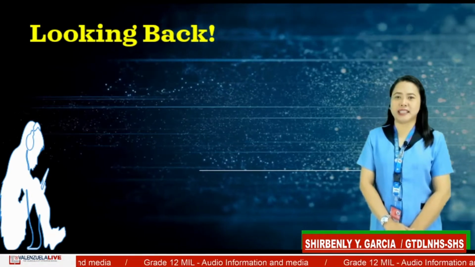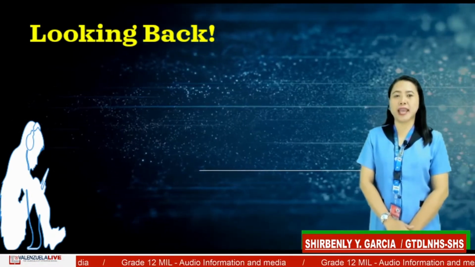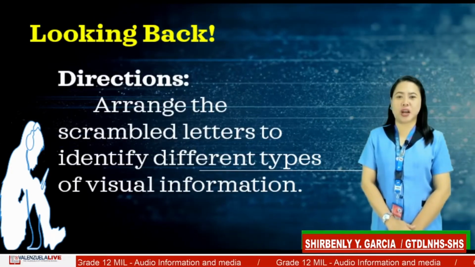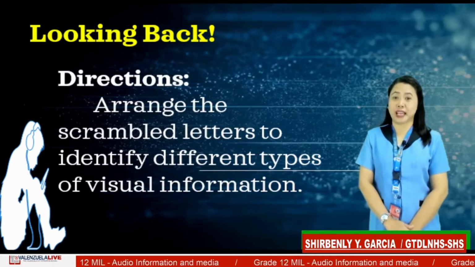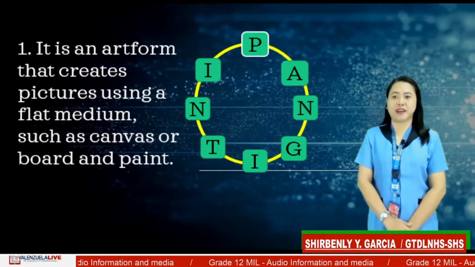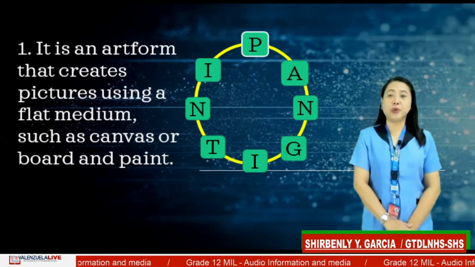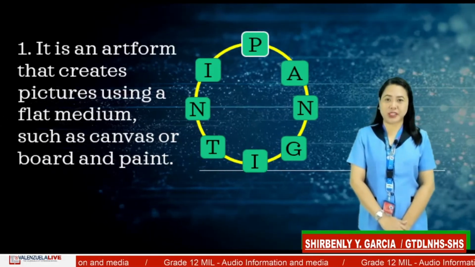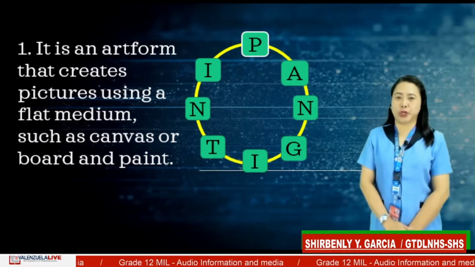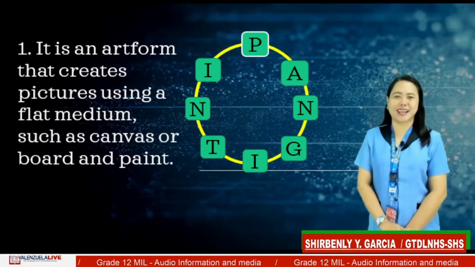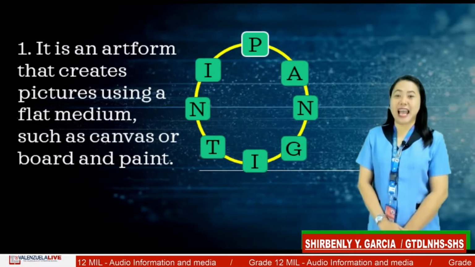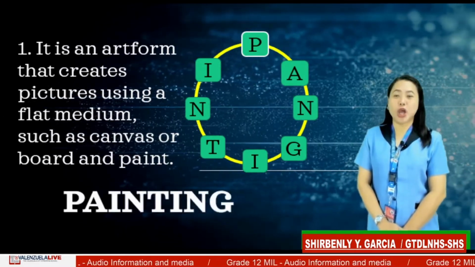Before we start, let us have a quick review of what we had discussed last time. For directions, arrange the scrambled letters to identify different types of visual information. You will be given 5 seconds to identify each of them. Number 1, it is an art form that creates pictures using a flat medium such as canvas or board and paint. Your time starts now. The answer is painting. You are correct.